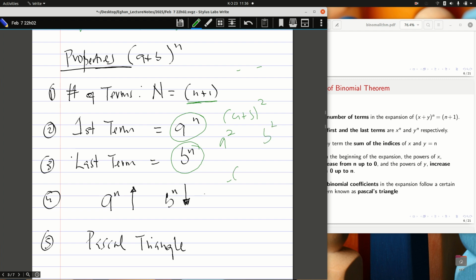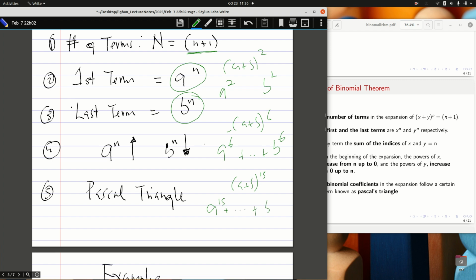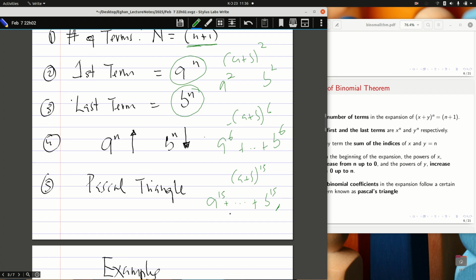A plus b to the power 6, my first term will be a to the power 6 plus some terms, my last term will be b to the power 6. If I have a plus b to the power 15, my first term will be a to the power 15, and then my last term will be b to the power 15. That is what this property implies. I hope that is well understood. These properties are very important.